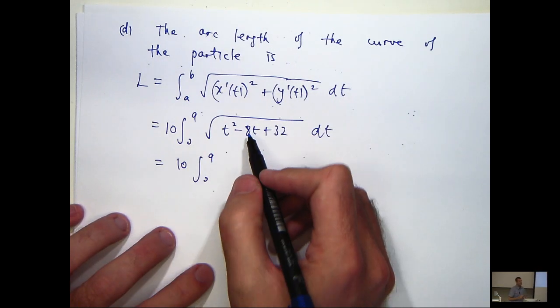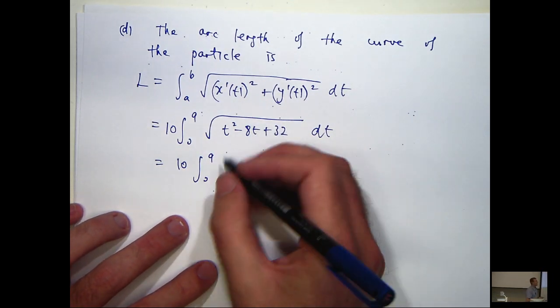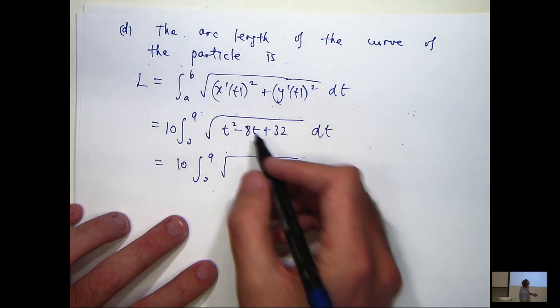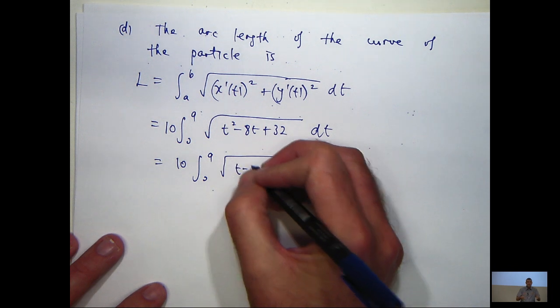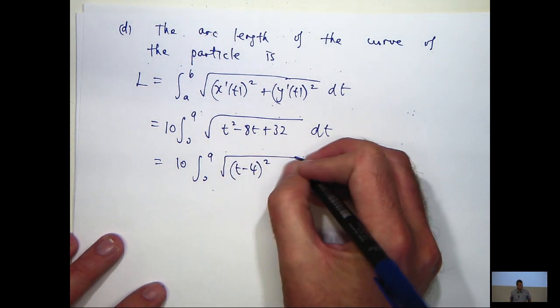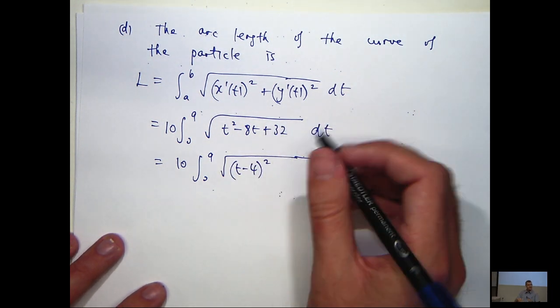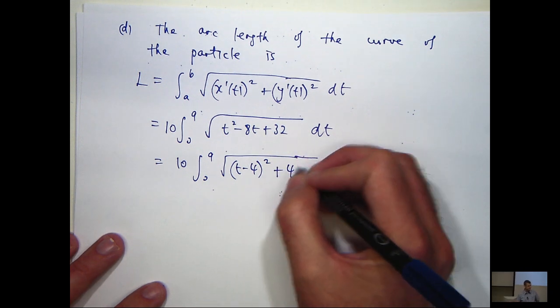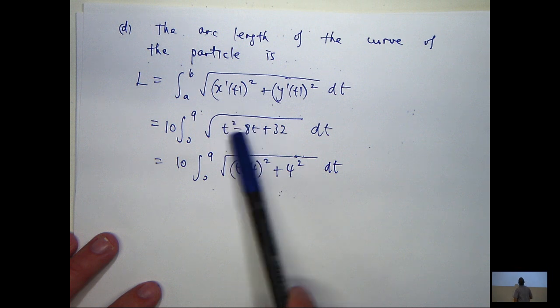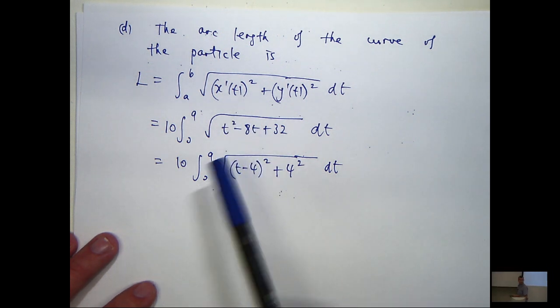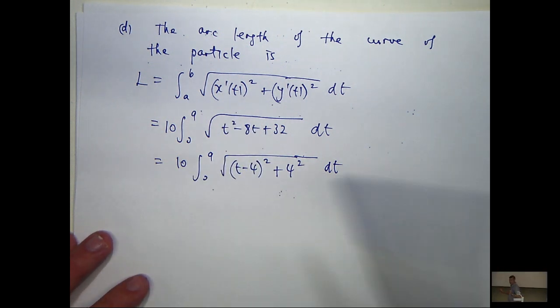So to complete the square, you can do it a number of ways, but I'm just going to break this up. So you'd break that 32 up into 16 plus 16 or something like that. You just take half this coefficient, square it, add it, take it away, if you want to do it the other way.